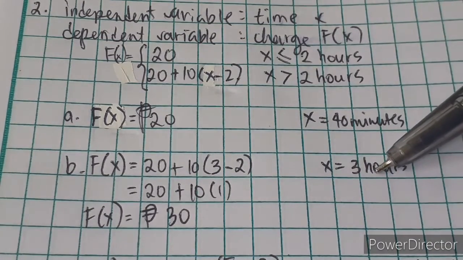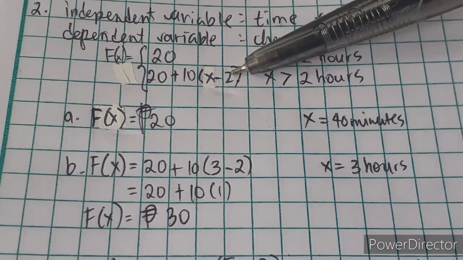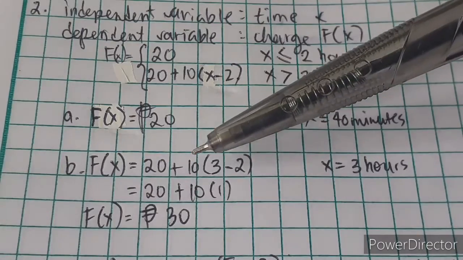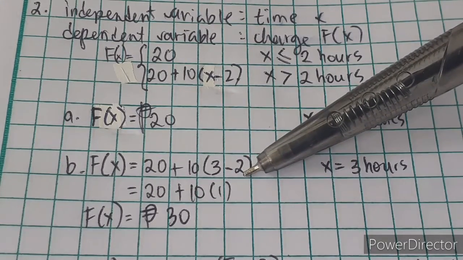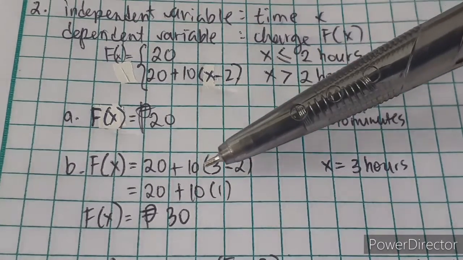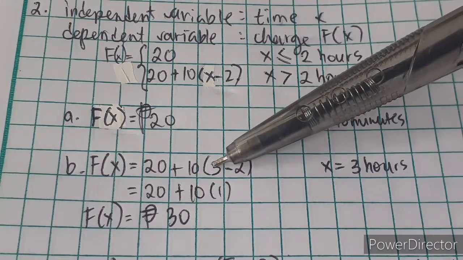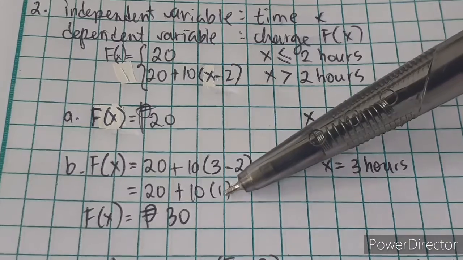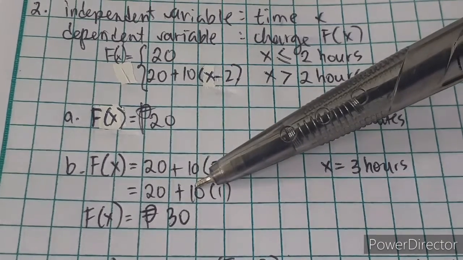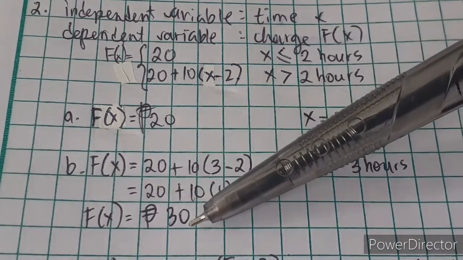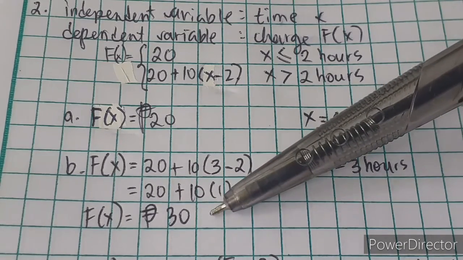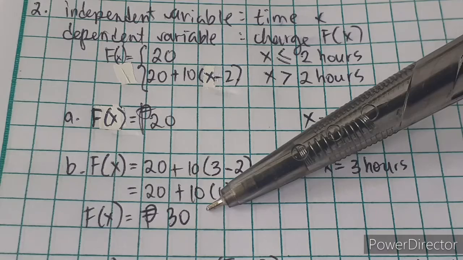However, if you use it for 3 hours, then we will use this piece of the function. So 20 plus 10 times 3 minus 2, so we will solve this one first. 3 minus 2 is equal to 1. 1 times 10 is equal to 10 plus 20. This is equal to 30. So if you use it for 3 hours, you pay 30 pesos.